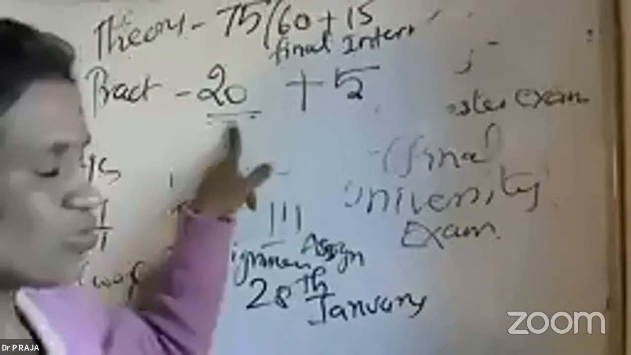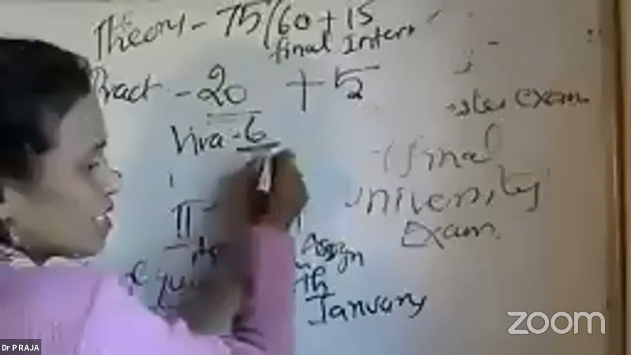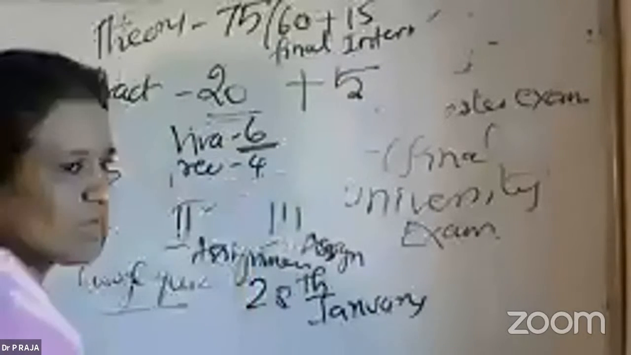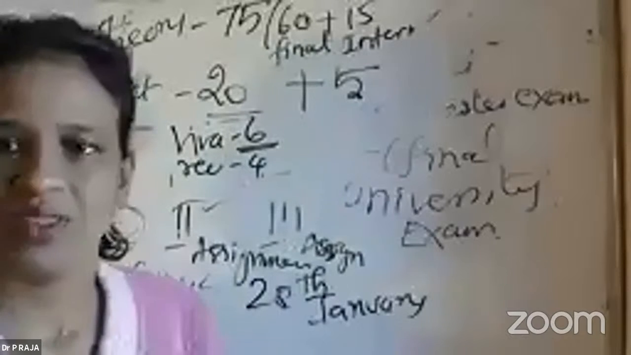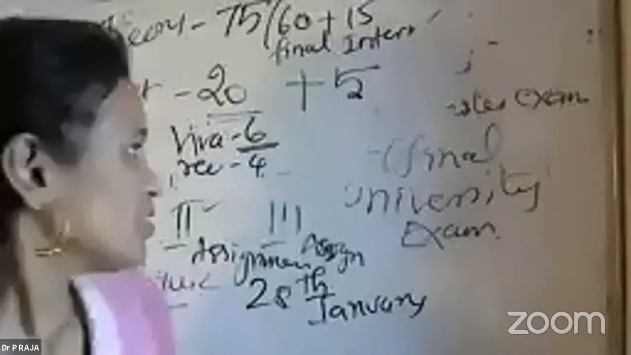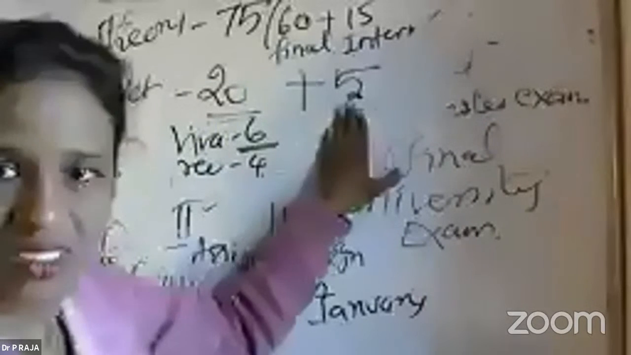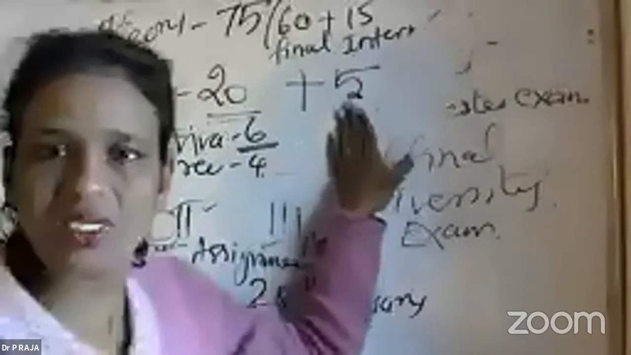So you need to appear. So this Viva is there for 6 marks. Record notebook is for 4 marks, and the remaining marks are for the practicals. So this we will do after 4th. And for this 5 marks, there is an internal test that has to be conducted.